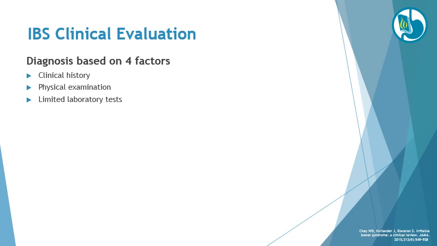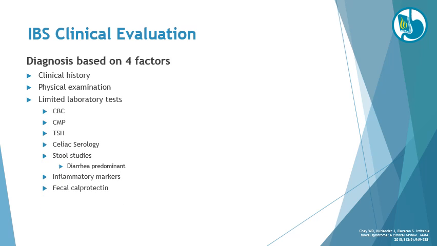The next thing is limited laboratory testing. Remember, initially we talked about the high healthcare cost of a patient with IBS. A lot of this is related to the fact that there are so many tests being done for patients before they reach their diagnosis. So let's review how we can do these limited lab tests. I suggest a CBC, a CMP, a thyroid profile, celiac serologies, stool studies if they're diarrhea predominant, inflammatory markers, and a fecal calprotectin. Now, colonoscopy only when clinically indicated. So these are our 4 factors: clinical history, physical exam, limited labs, and colonoscopy when indicated.